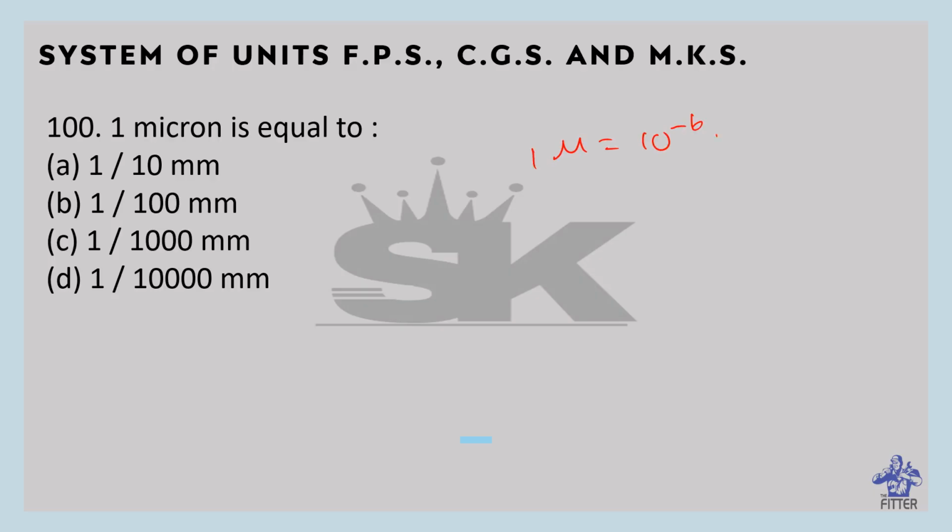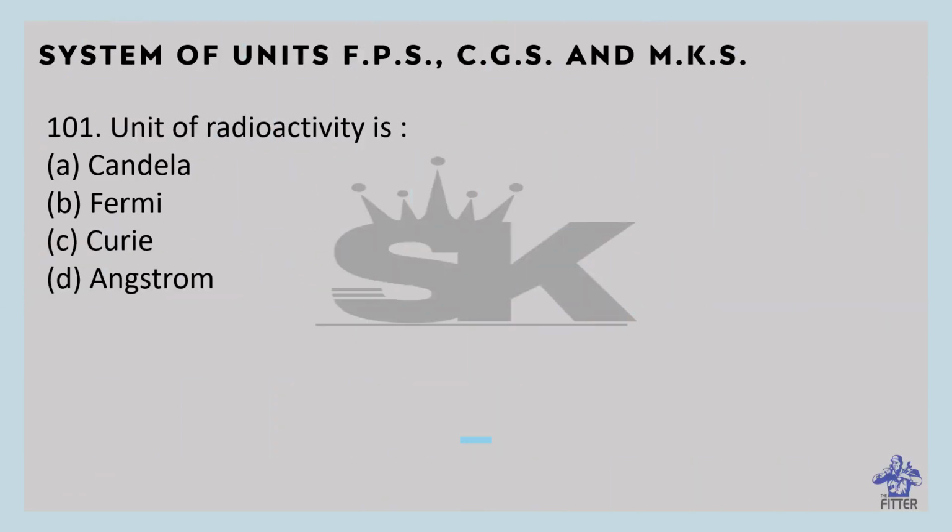1 micron equals 10 to the power of minus 6 meters. Sorry, 10 to the power of minus 3 meters, that is equal to 1 by 1000 mm. Okay, option C is the right answer. Unit of radioactivity is Curie.